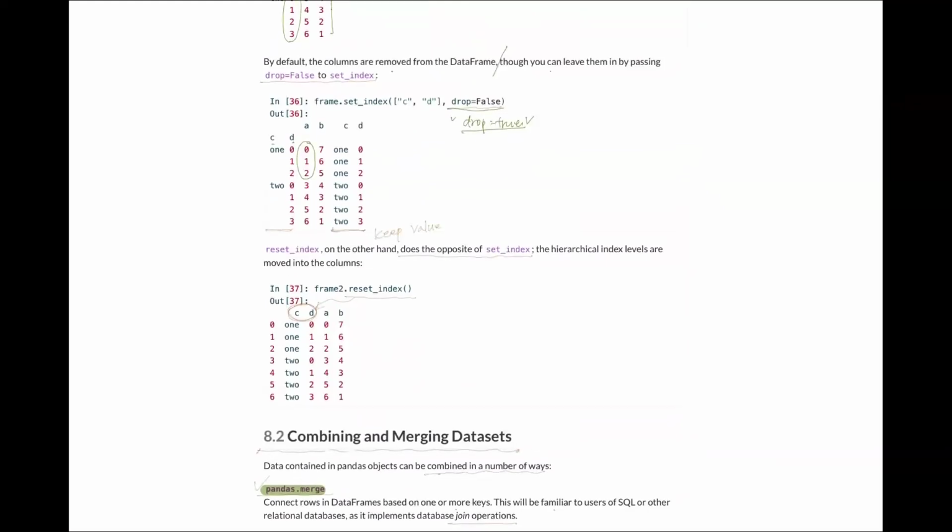And then reset index is also a good way, but it is the opposite. Whenever we use reset index, there is no C and D as hierarchical indexing. Those C and D will be used as normal columns for the next step of analysis. Okay.